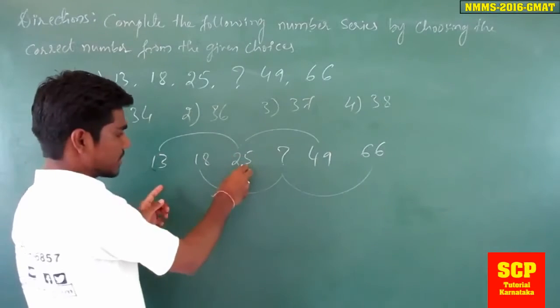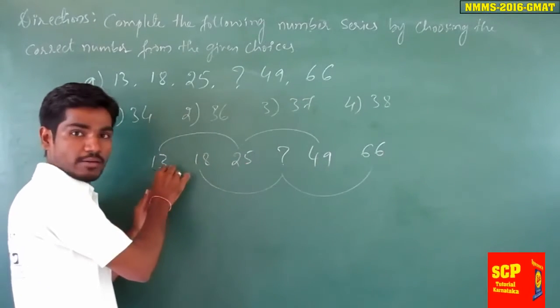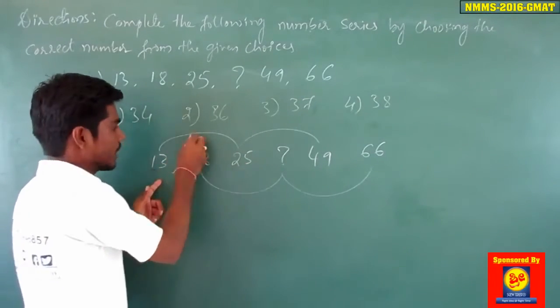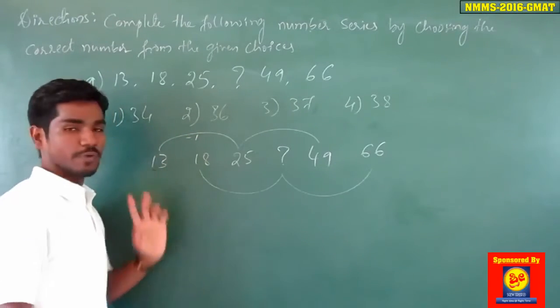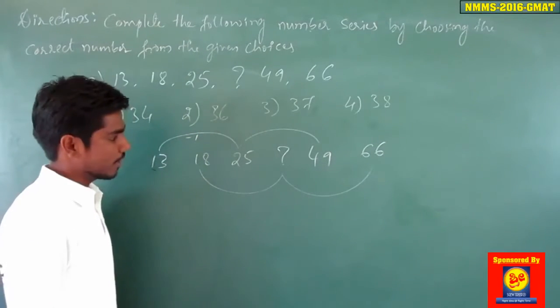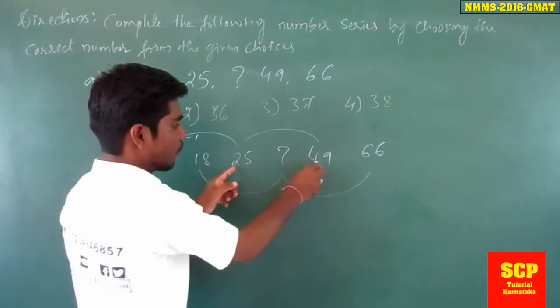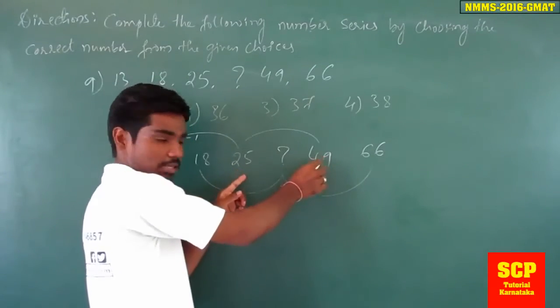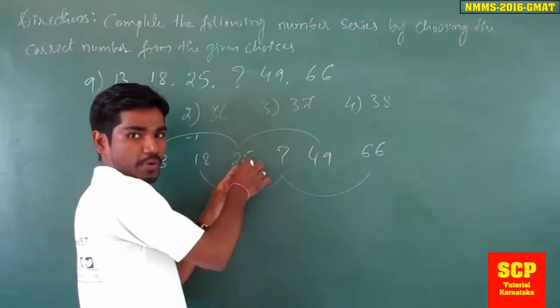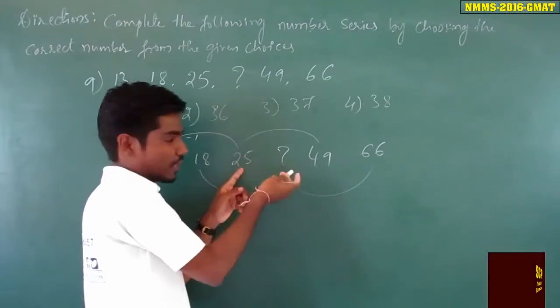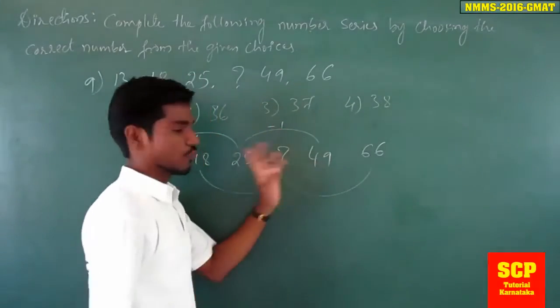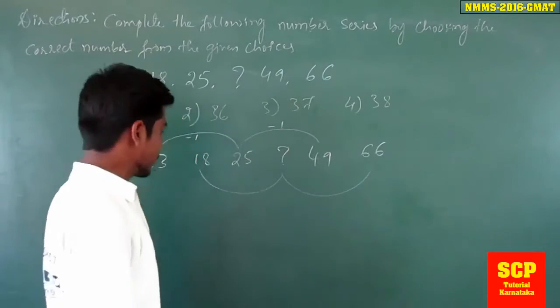Okay, friends, 13, 25. So 25 is nearly double of 13, that is 26. So 26 minus 1 is what? 25. Okay, next 49. 49 is again almost double of 25. That is, 25 double is what? 50. So 50 minus 1 is what? 49. Okay, let us come to here.